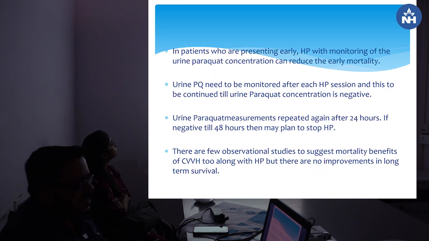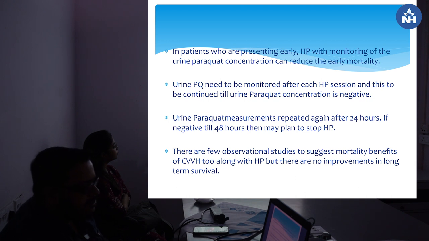In patients who are presenting early, hemoperfusion with monitoring of urine paraquat concentration can reduce the early mortality. Urine paraquat needs to be monitored after each hemoperfusion session, and this is to be continued until urine paraquat concentration is negative. Urine paraquat measurement is repeated again after 24 hours. If negative till 48 hours, then we may plan to stop the hemoperfusion.